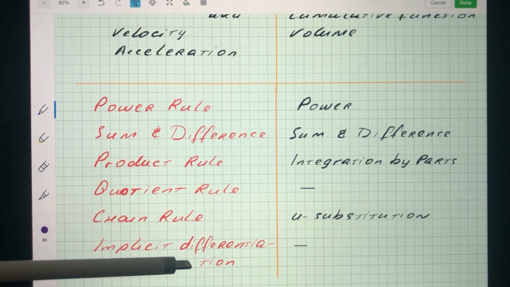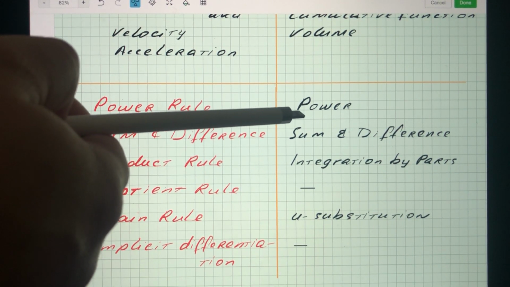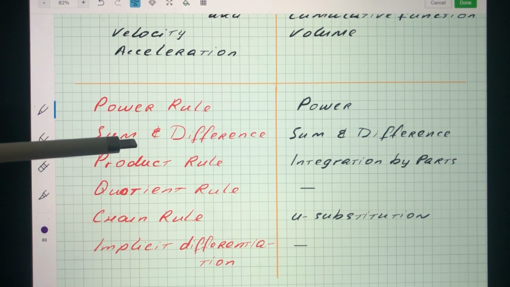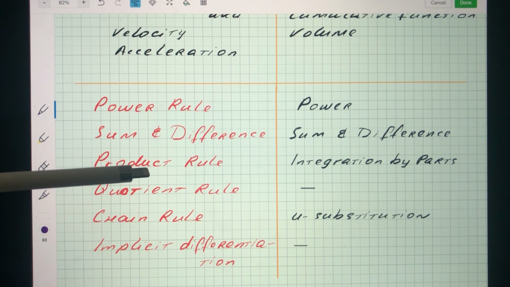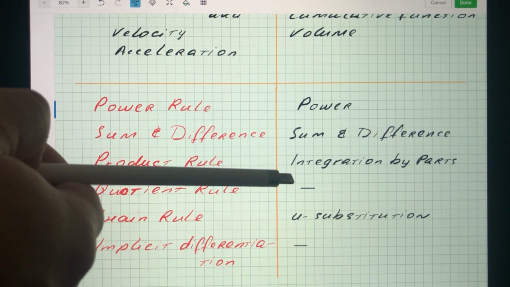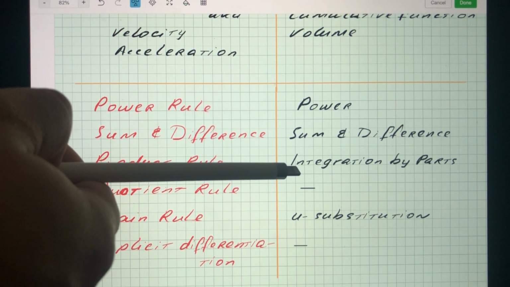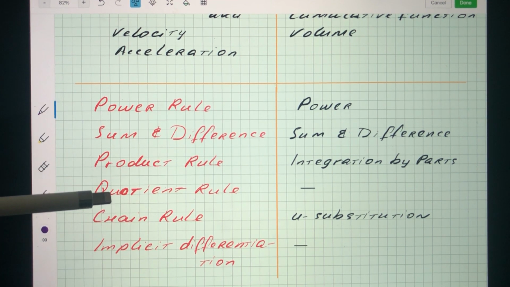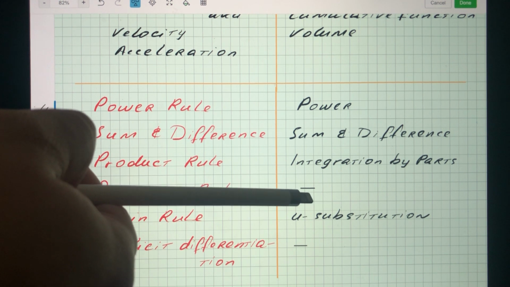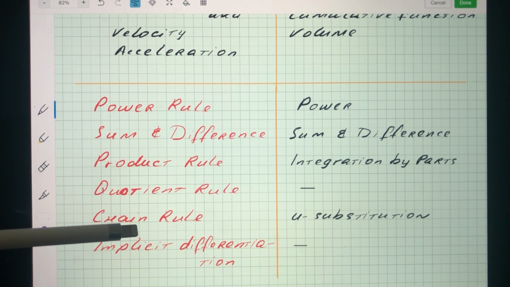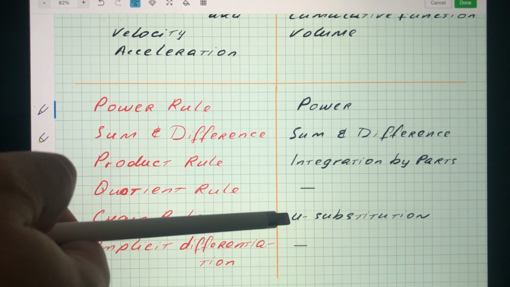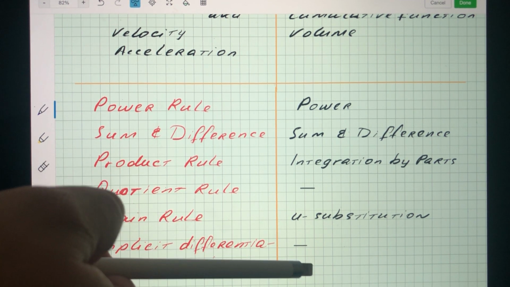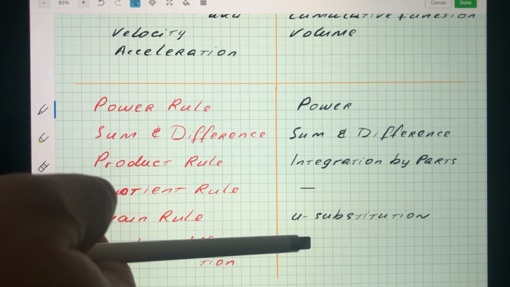For the integrals, we have the power rule also. We have sum and difference, which is exactly the same as for the derivatives. The product rule is called integration by parts. There is a technique called integration by parts, and what it does is it undoes the product rule for the derivatives. There is no quotient rule for the integrals. For the chain rule, to undo the chain rule, we use U substitution, and there is no rule for the implicit differentiation that is similar to it in integral.